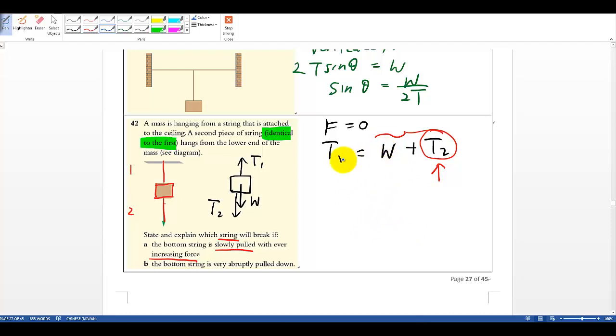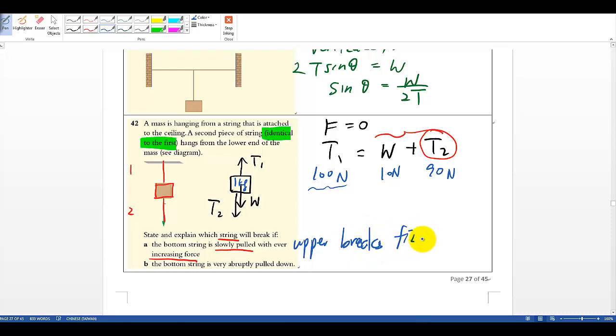For example, if the block is 1 kg, then the weight would be 10 Newtons. By the time the force from T2 pulling down is, let's say, 89 Newtons, T1 will be 99 Newtons, so everything is still fine and nothing will break at this point. But then maybe next time you increase the force to 90, and T1 will become 100 Newtons. In that case, T1 will break first, because it always experiences a greater force earlier than T2. So that's why for part A, the upper one will break first.